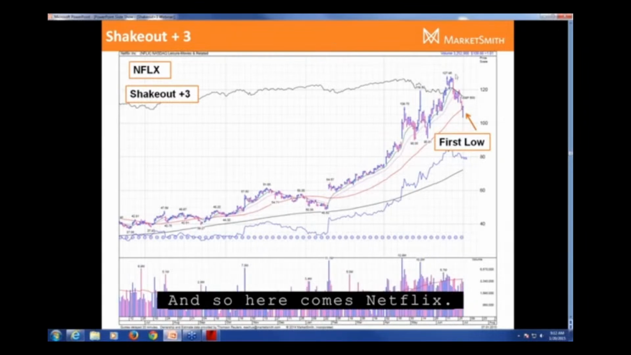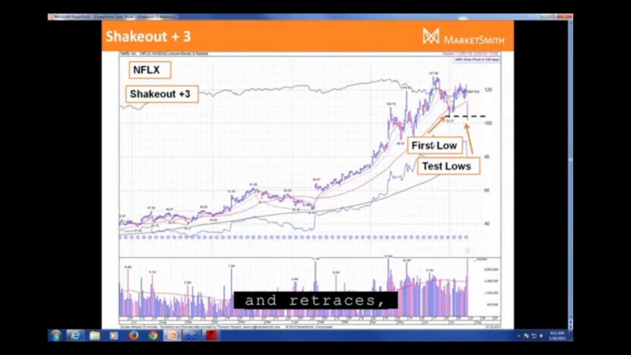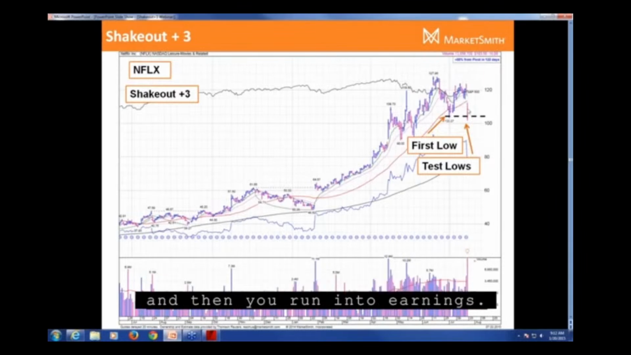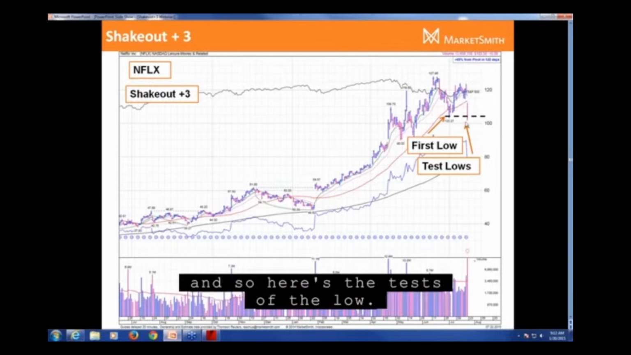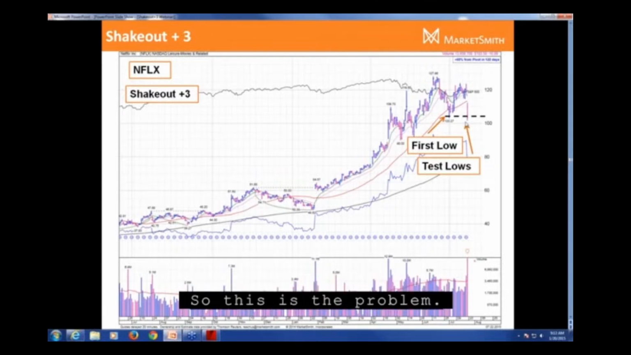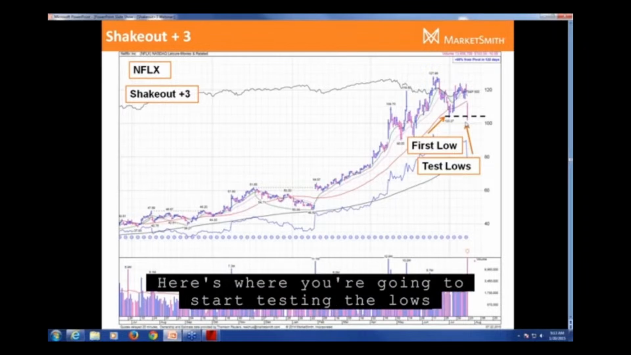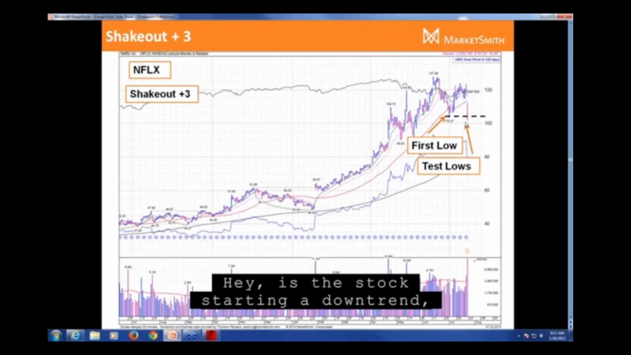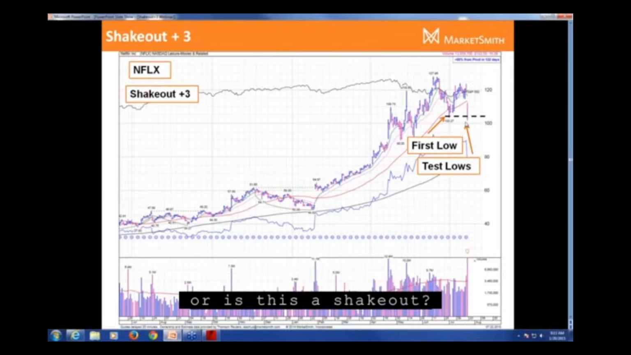And so here comes Netflix. It goes down, gets a first low and finds support at the 50-day. Now it retraces. So it gets a nice little bounce. Probably comes halfway from that initial kind of sell-off, and then you run into earnings. Huge volume coming back, and so here's the test of the low. So this is the problem. Here's where you're going to start testing the lows and really get information. Hey, is the stock starting a downtrend, or is this a shakeout?